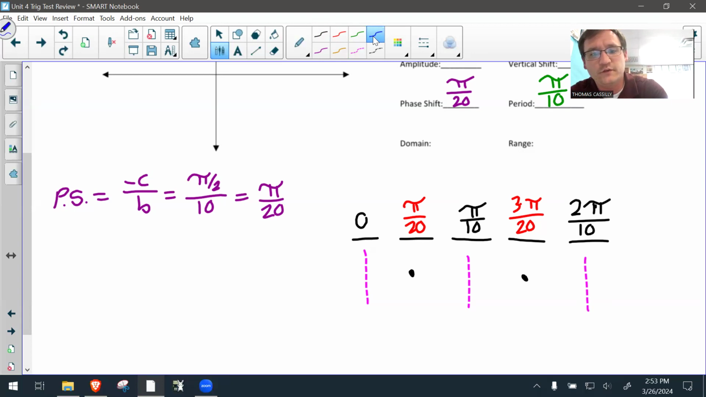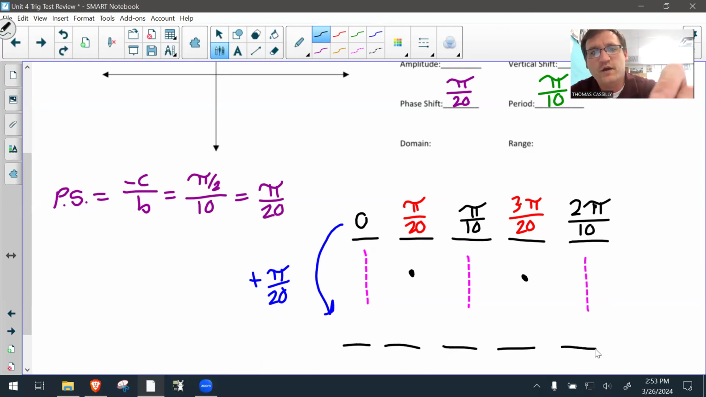So now what we need to do is, this is kind of like the original points before a phase shift. So here's what I'm going to do. I'm going to take every single one of these points, and I'm going to add pi over 20 to each one of them. So just doing that really quickly. Let's see, pi over 20 plus 0. That's pi over 20.